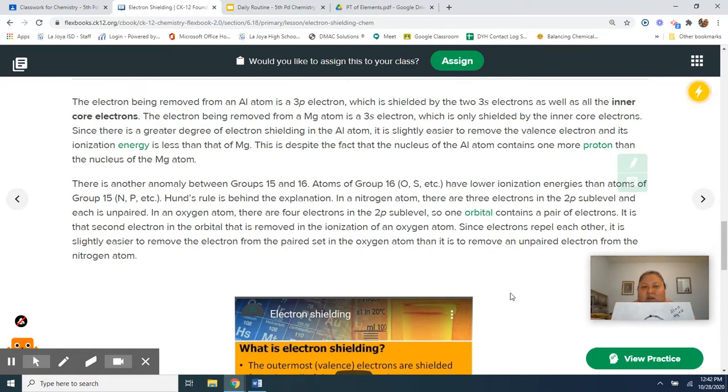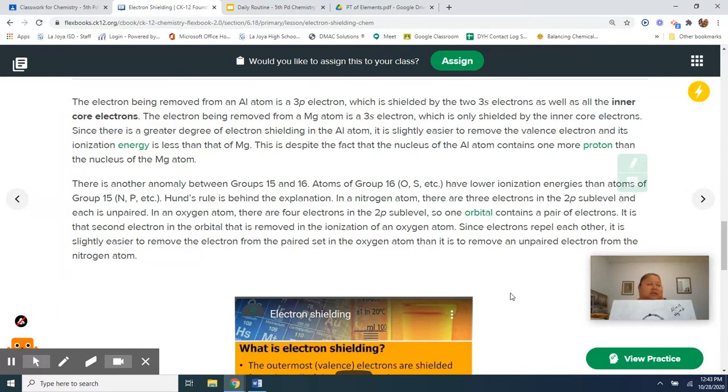It says here, the electron being removed from magnesium is a 3s electron, which is only shielded by inner core electrons. Since there is a greater degree of electron shielding in the aluminum atom, it is easier to remove valence electrons, and its ionization energy is less than magnesium, despite the fact that the nucleus of the aluminum atom contains one more proton than the nucleus of magnesium.